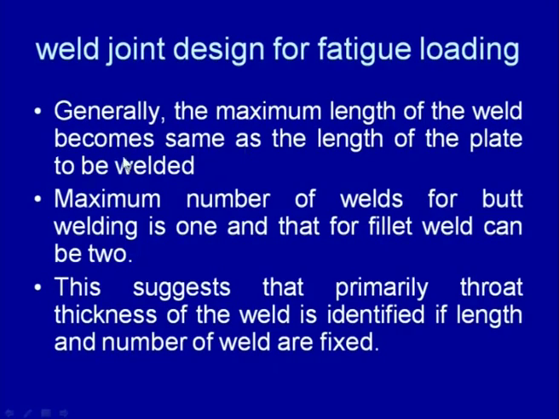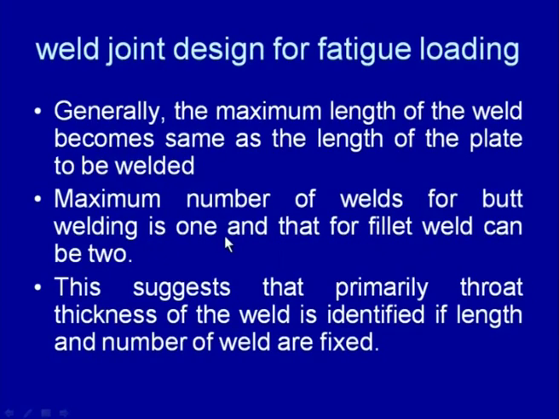Generally, the maximum length of the weld becomes the same as the length of the plate to be welded. The number of welds for a butt weld is 1 and that for a fillet weld can be 2, but if the weld is to be deposited in shorter lengths, then a number of welds can be deposited in order to control the residual stresses and distortion tendency.